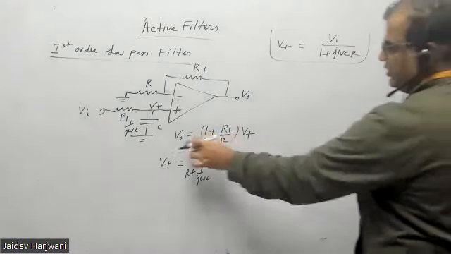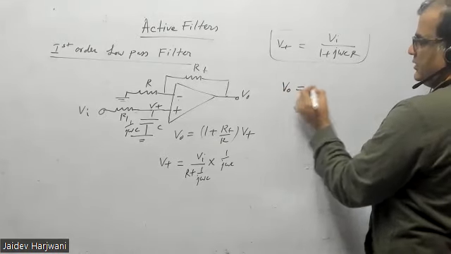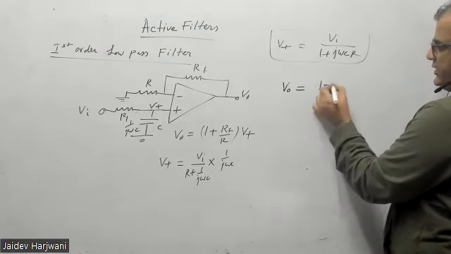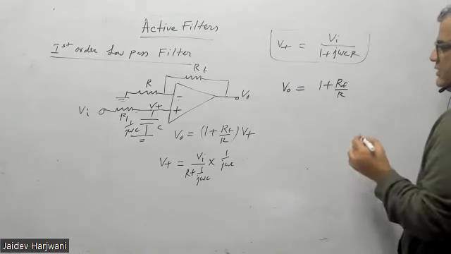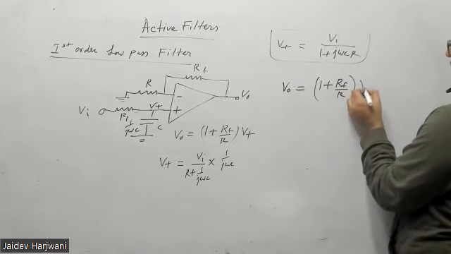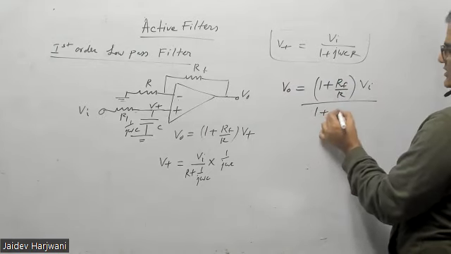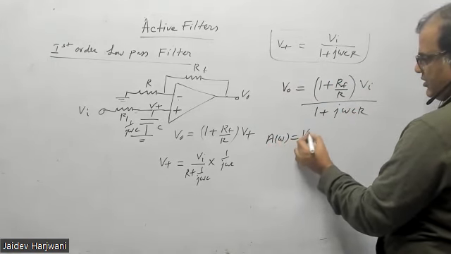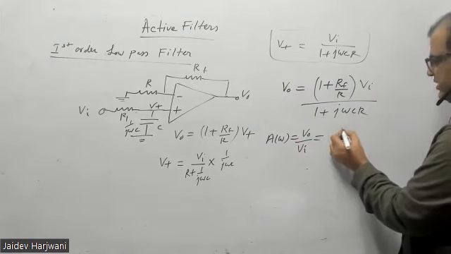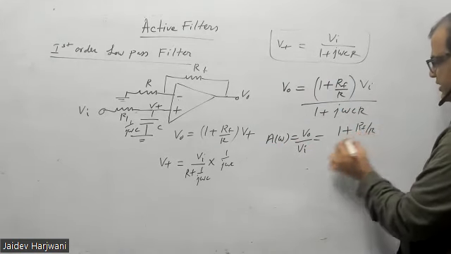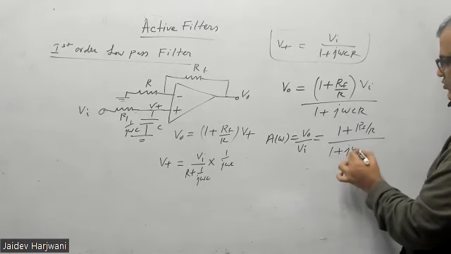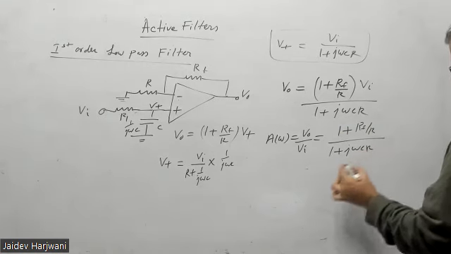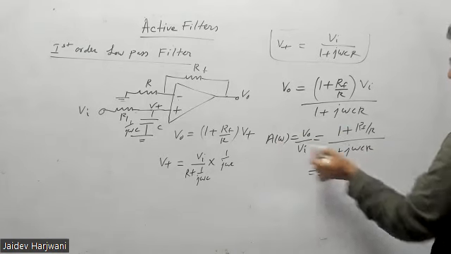Now you want to write V naught here, so V naught will become 1 plus RF upon R into V input upon 1 plus J omega CR, and the gain V naught upon V input becomes 1 plus RF upon R over 1 plus J omega C R. Just now we identify by seeing this whether it's a high pass or low pass. Now, if you put omega infinite, this gain becomes 0. So this is the low pass.